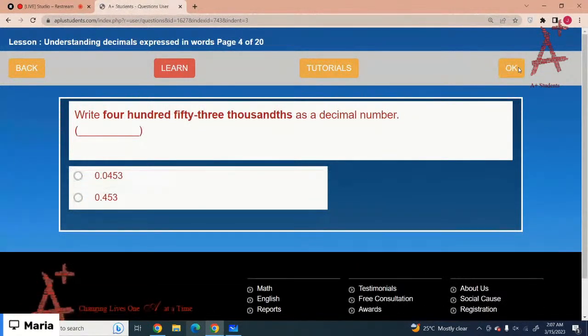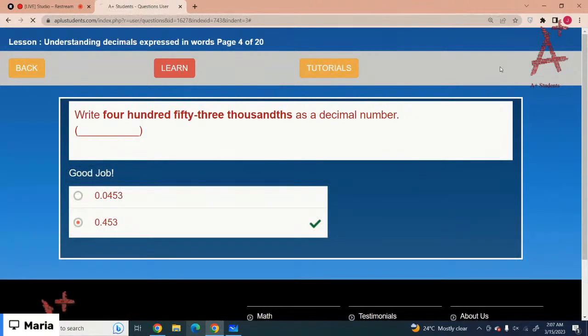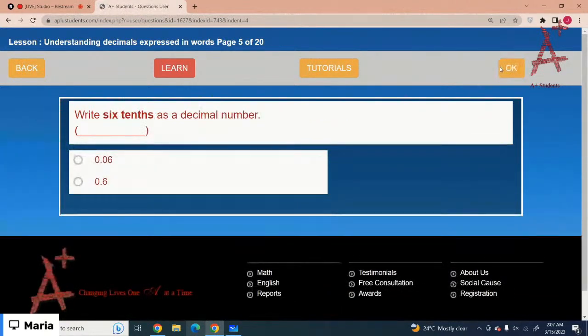Write 453 thousandths as a decimal number. So which is the correct option? That would be option number two. Got it? That's the one we did in the tutorial. It would be 0.453. Write 6/10 as a decimal number. Which is the correct option? 6/10 means 6 is at the tenths position. So that would be option number one. Got it?